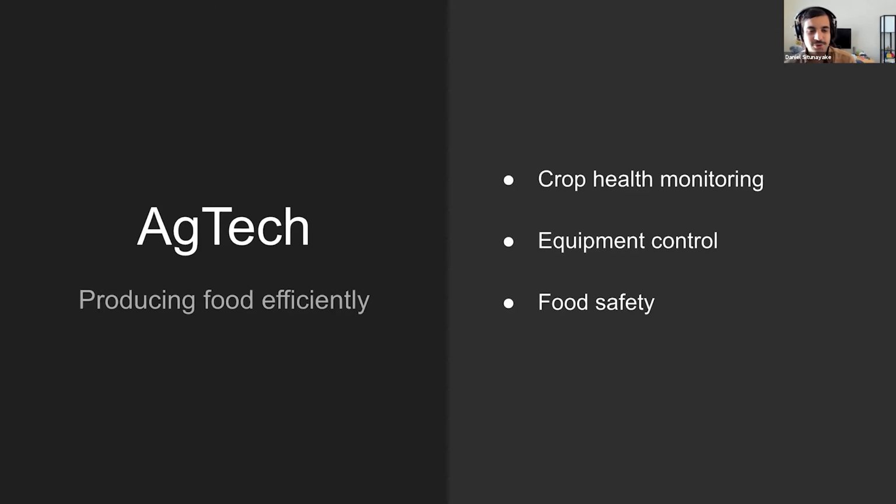Ag tech is a cool example of this, an industry vertical where there are tons of applications. That includes crop health monitoring, attaching sensors to monitors out in fields in places where there's not good connectivity but still being able to get some insight into how plants are doing, through to things like controlling equipment or making sure that food safety is maintained through a cold chain supply chain.